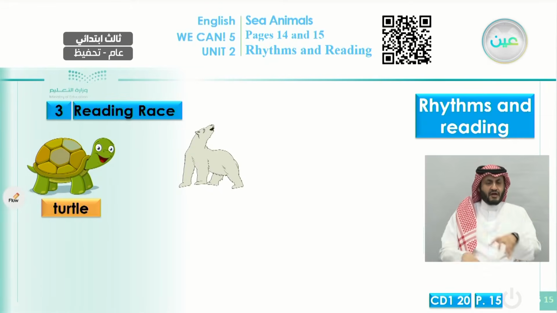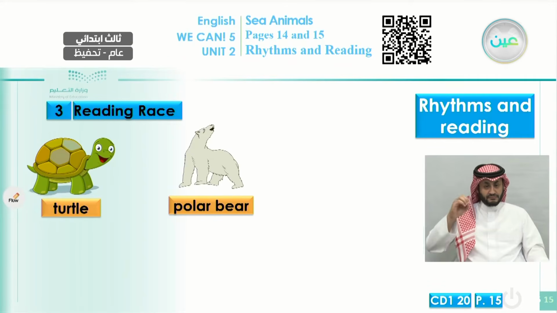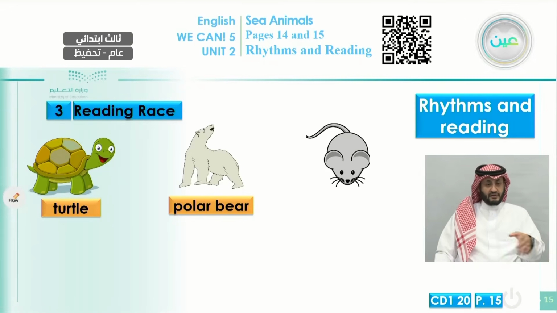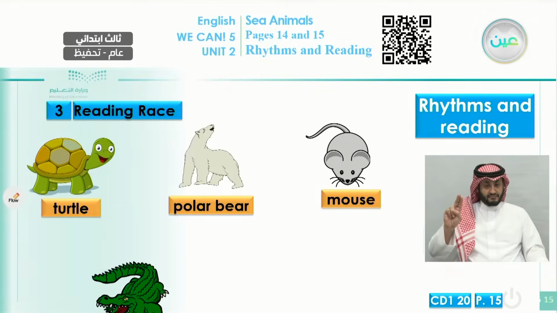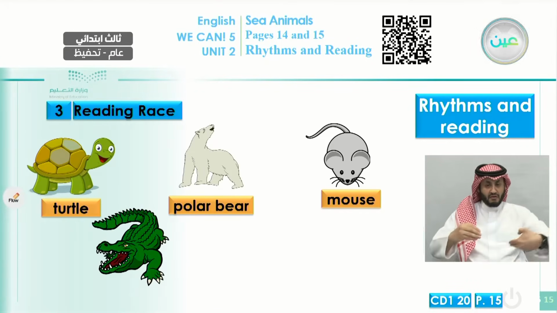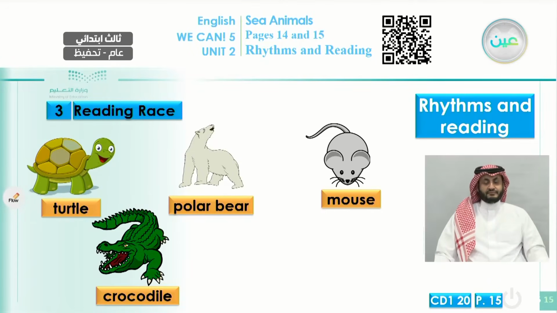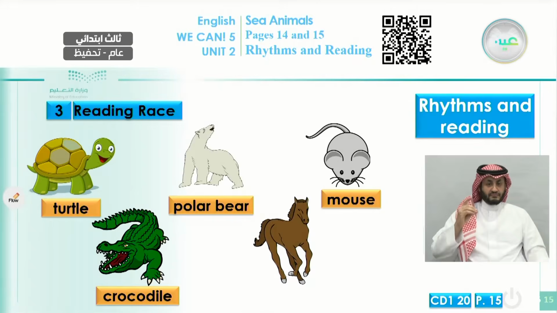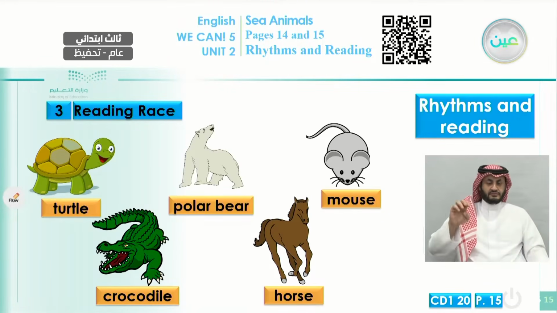This one, what do you call this animal? Yes, exactly. We call it polar bear. This is the polar bear that lives in cold areas. And what is this? This is a very small animal. We call it a mouse. That is a mouse. And here, what is this animal? This is a scary animal or dangerous animal. We call it crocodile. This is a crocodile. And this beautiful animal, what is it? Exactly, that is a horse. So we need to know these animals to be able to answer the next exercise.